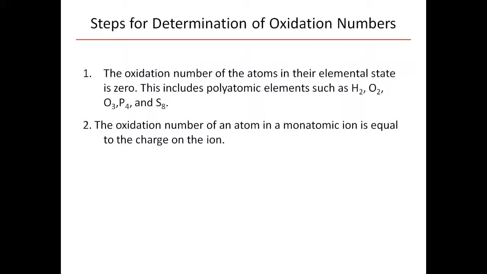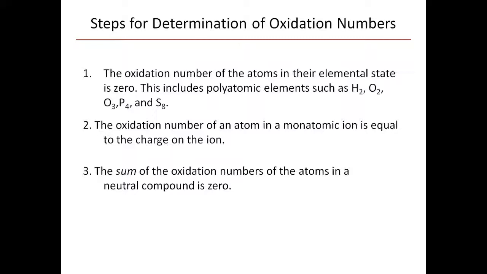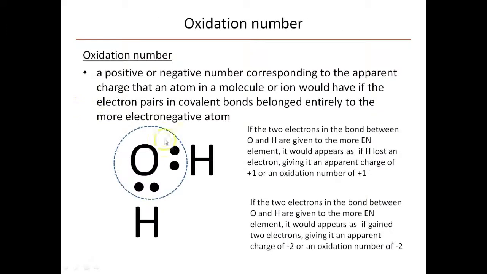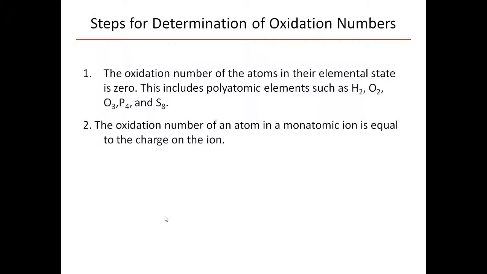So an Fe3+ ion, or an iron 3 ion, would have an oxidation number of +3, because not only does it appear to have lost 3 electrons, but it's actually lost 3 electrons. The sum of the oxidation numbers in a neutral compound is 0. This made sense with our previous example, where my oxygen had a -2 and each of my hydrogens had a +1, and the sum of their oxidation numbers was 0.